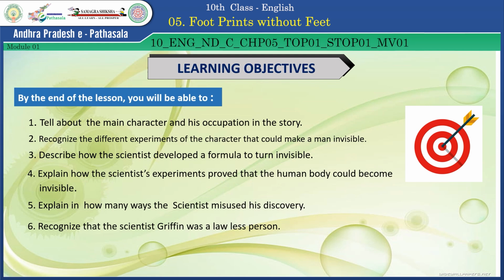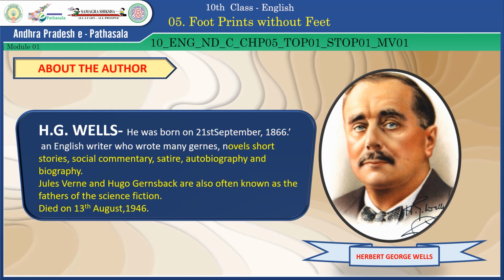Now we move on to talk about the author. About the author, H.G. Wells. He was born on 21st September 1866. An English writer who wrote many genres: novels, short stories, social commentary, satire, autobiography, and biography. Jules Verne and Hugo Gernsback are also often known as the fathers of science fiction. H.G. Wells died on 13th August 1946.